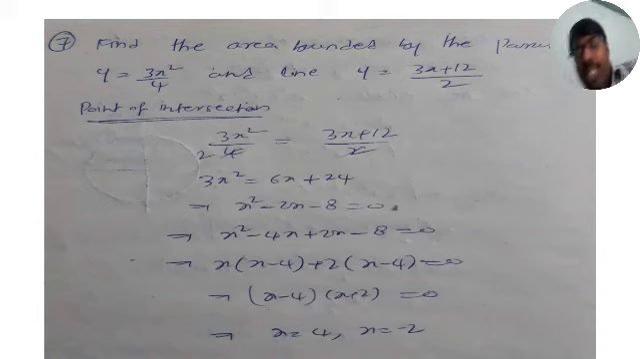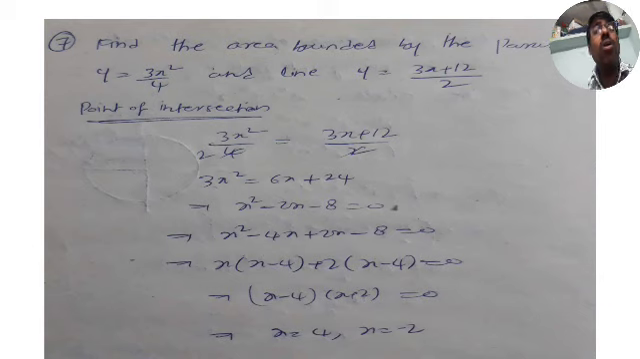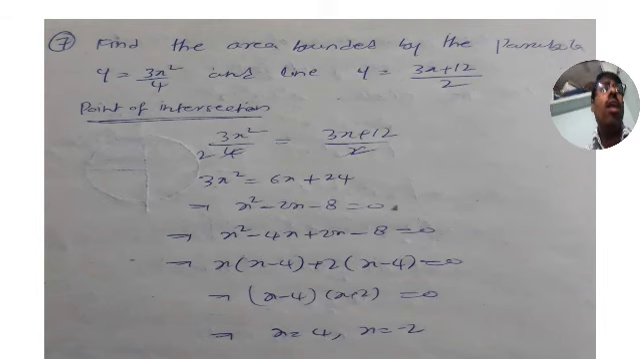It is given that you have to find the area bounded by the parabola and the line. So the parabola is one curve and the line is another curve. We have to find the area bounded by the parabola, first curve, and the line, second curve. That is the area between the curves.